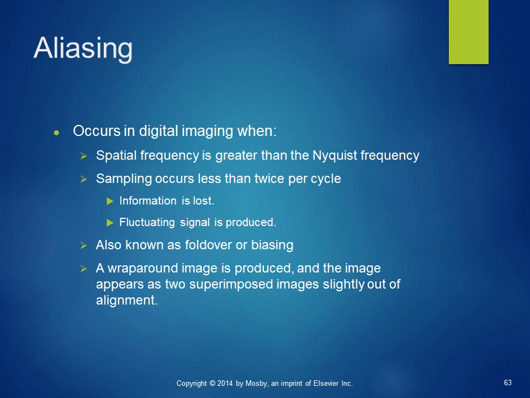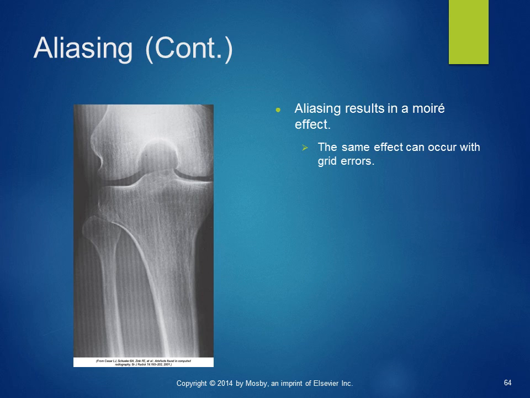Aliasing occurs in digital imaging when spatial frequency is greater than the Nyquist frequency. If sampling occurs less than twice per cycle, information will be lost, and a fluctuating signal is produced. It's also known as foldover or biasing. A wraparound image is produced, and the image appears as two superimposed images slightly out of alignment. This is an example of aliasing. Aliasing results in a moire effect. The same effect can occur with grid errors.